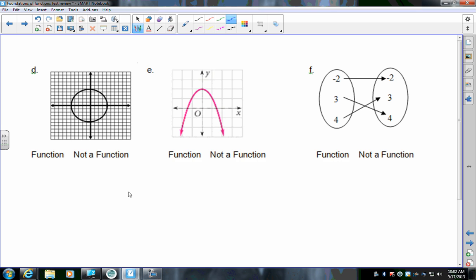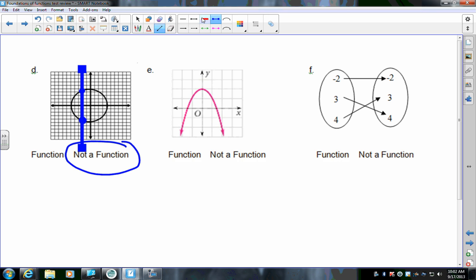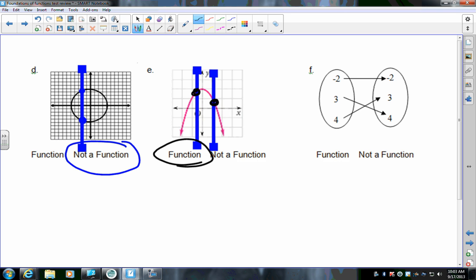For those of us here in class, right here I've got a graph, and if I draw a vertical line, it crosses through my graph once and twice. That means it has the same x values. This is not a function. On the next one, same thing. I will draw a vertical line. I can even draw another vertical line. Anywhere on this graph, it only touches my graph once. It only has one of those x numbers. This one is a function.